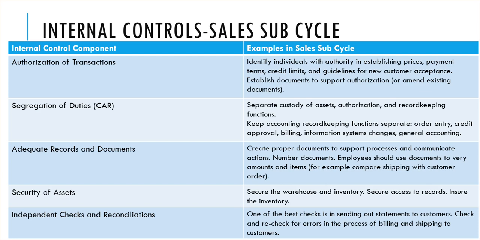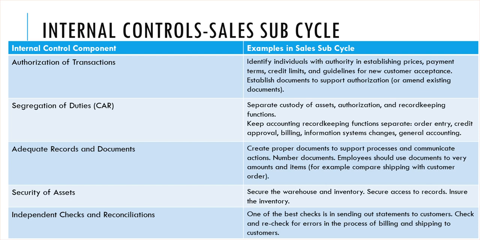Now, one of the very important parts about that inventory is you have warehouse and you have shipping and receiving, all separate. This is the layer for security of assets. Independent checks and reconciliations. Before we bill the customer, we need to make sure we have the prices right. We've done our extensions properly.